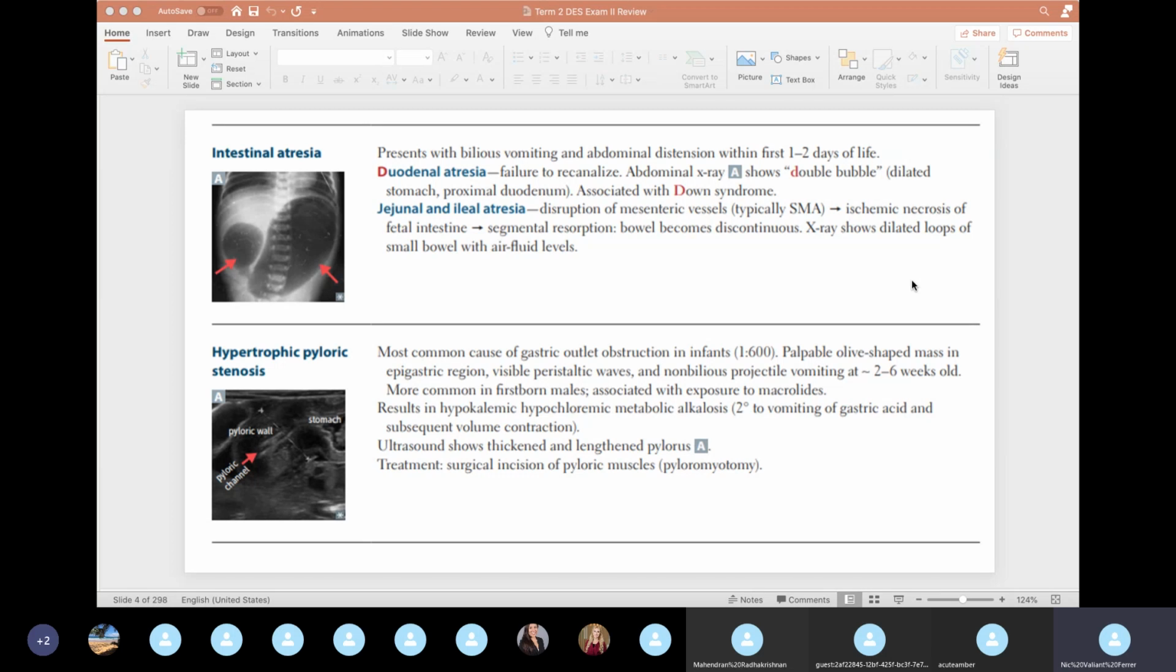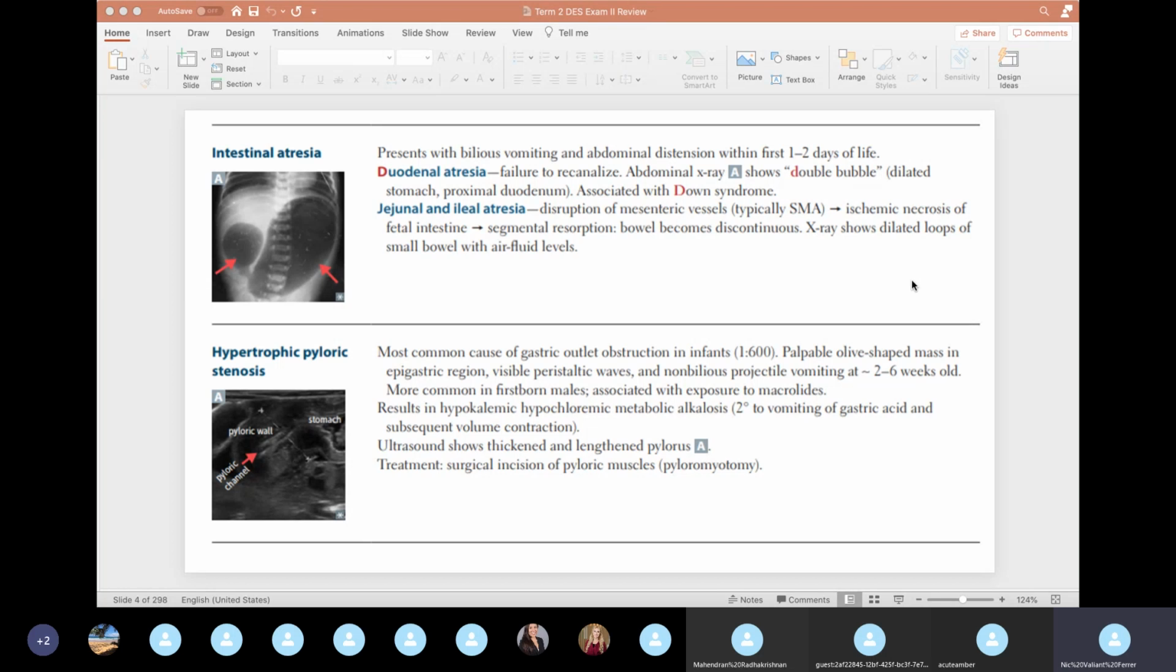You can see a stomach that's so big, right, on the left side, and then a proximal duodenum that's also dilated. So this is associated with Down syndrome. Jejunal and ileal atresia, these are a disruption of your mesenteric vessels. So you have ischemic necrosis of the fetal intestine. The bowel becomes discontinuous, and the x-ray is going to show dilated loops of small bowel.